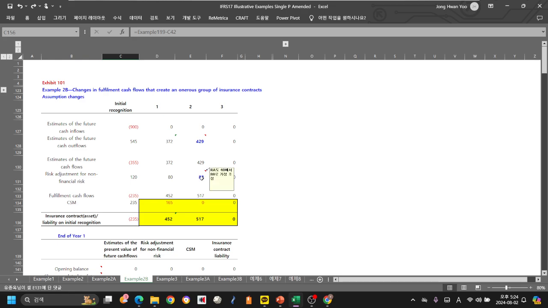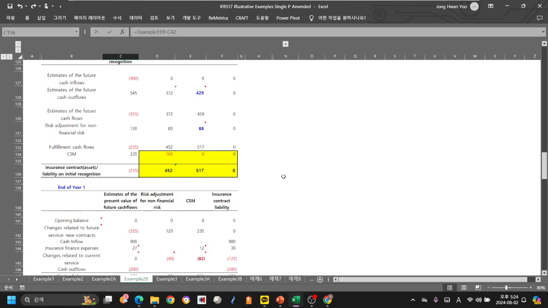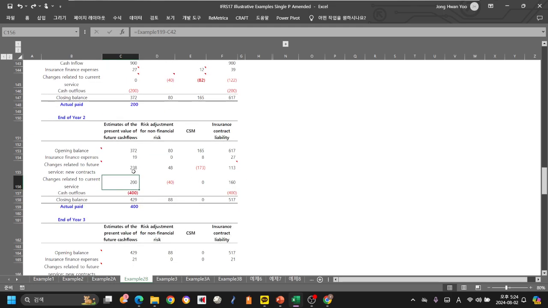and then risk adjustment. The allocated risk adjustment for third year is 40, but I raise it up to 88, and it means the difference is 238 and 48, right? And that has to be subtracted from the existing CSM and insurance finance expense. And this is much bigger, right? This outflow.